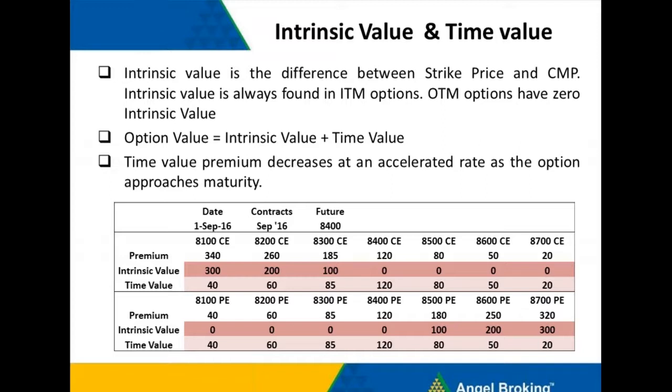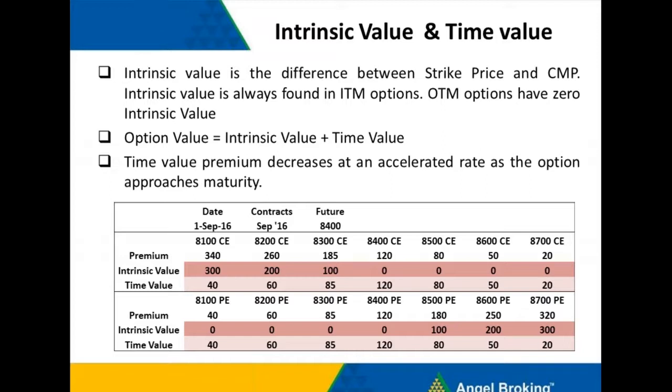You will find that intrinsic value is always found in in-the-money options. Out-of-money options have zero intrinsic value. If you look at the 8500 call option, 8600 call option, 8700 call option, here the intrinsic value is 0. Even for the 8400 call option the intrinsic value is 0, because the future is also 8400, so 8400 minus 8400 gives you 0. So all the out-of-money options, their intrinsic value is 0. What remains is the time value.